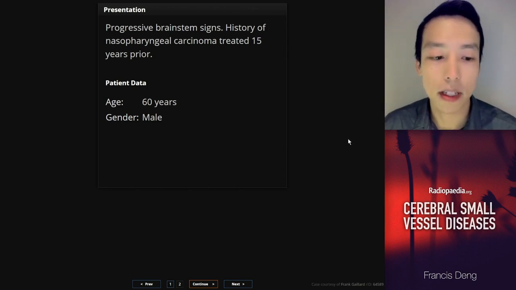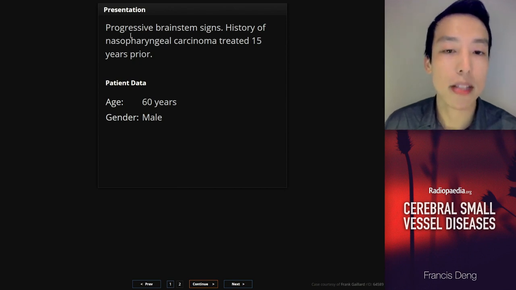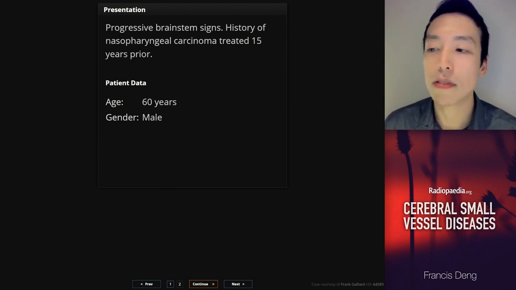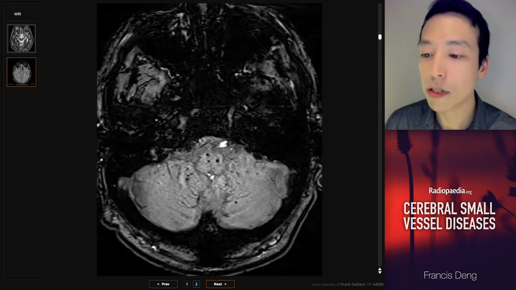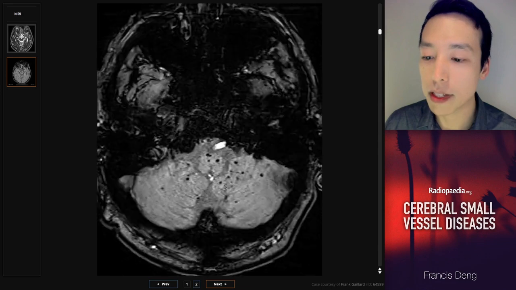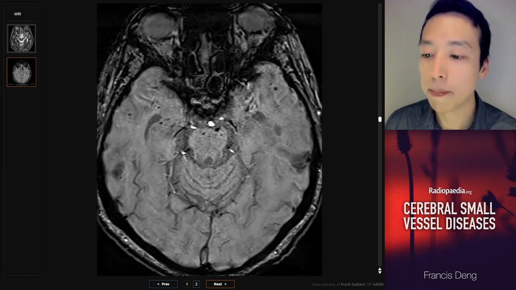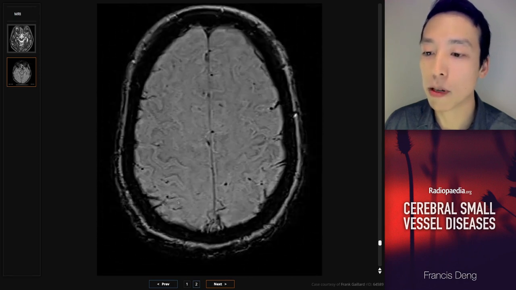Let's take another example here. This is a 60-year-old male. They had symptoms of progressive brainstem dysfunction. They had a history of nasopharyngeal carcinoma that was treated 15 years ago. Now, I want you to notice the different distribution of cerebral microbleeds in this case. So remember, they had nasopharyngeal cancer, and these microbleeds are predominantly located in the cerebellum and the brainstem, and a little bit in the anterior temporal lobes, but relatively sparing other parts of the cerebrum.